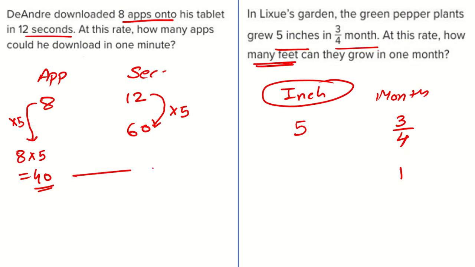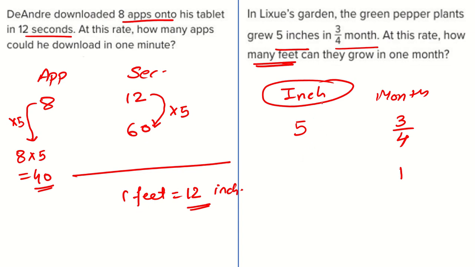I am sure you know the conversion. 1 foot is equal to 12 inches. Okay. Please check this calculation. I am sure it is correct. 1 foot is equal to 12 inches almost.